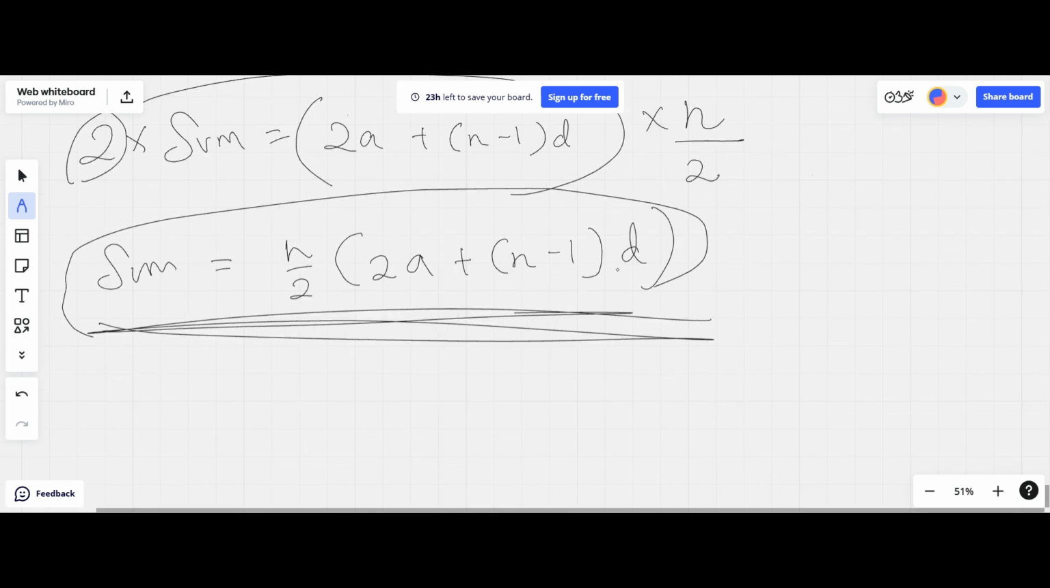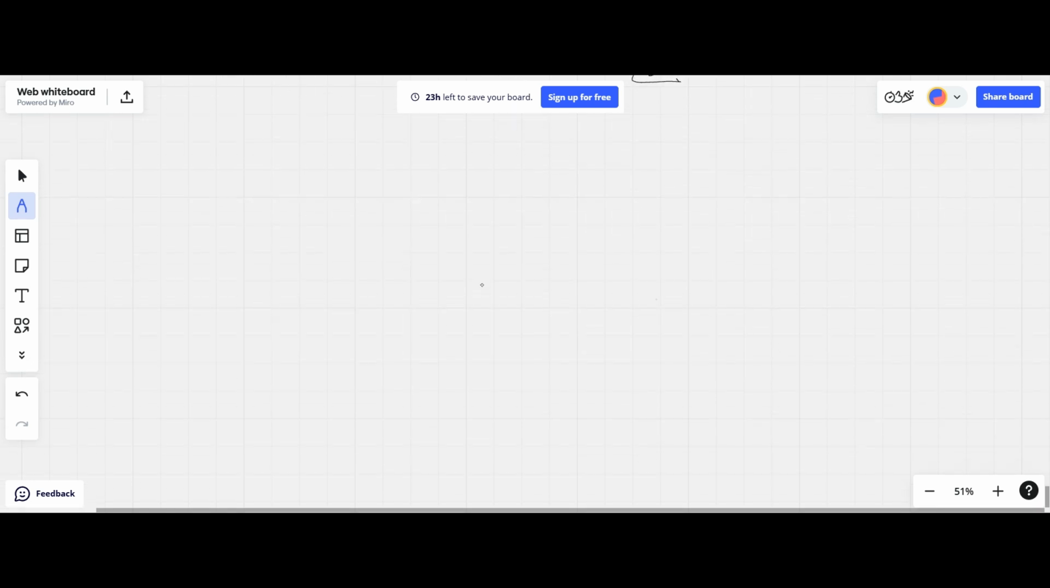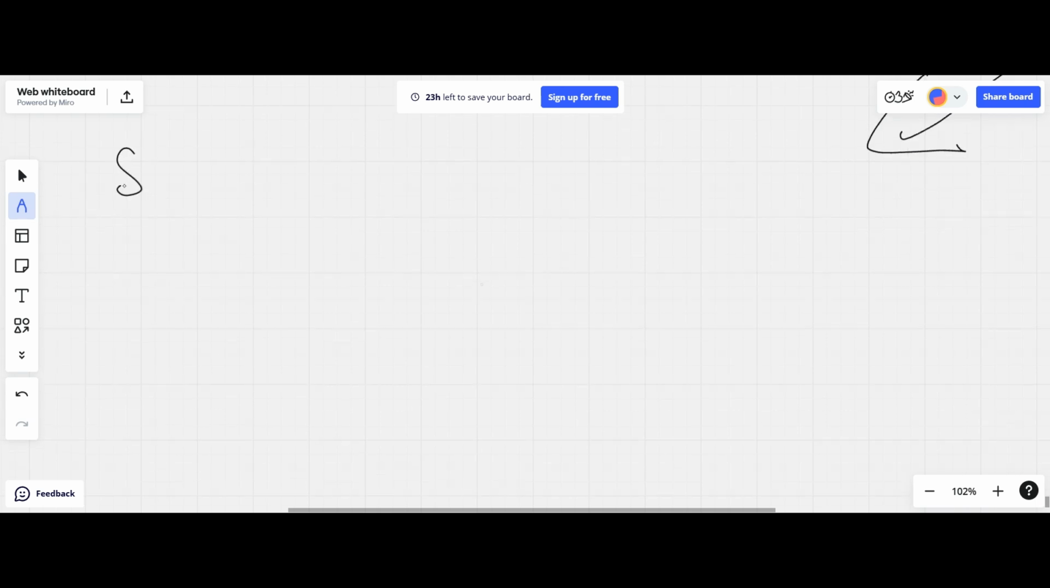Okay, now we'll see another formula. We are going to see another equation, but we don't use that equation much. What we are going to do is derive another equation from this. So what is the equation? Sn is equal to n by 2 into 2a plus n minus 1 d.